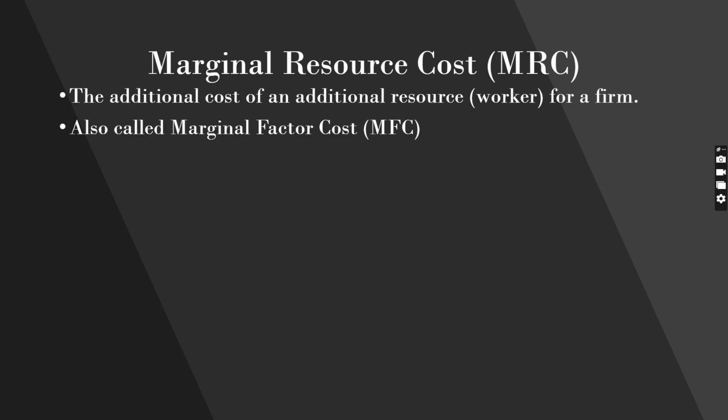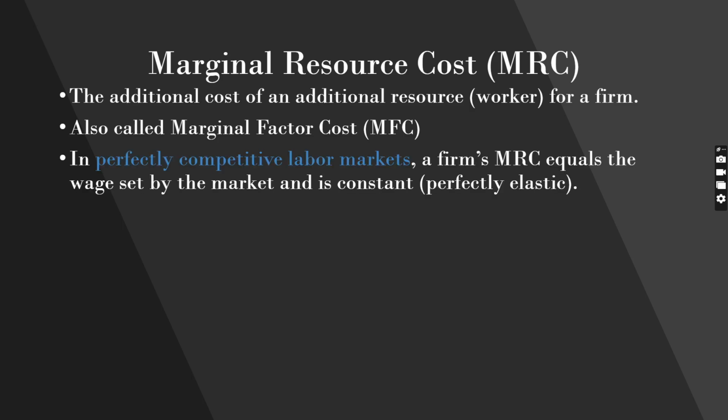If we even go back to marginal revenue product, a lot of people look at MRP and they say, oh, marginal resource product. That's not actually the acronym, right? Don't get the R confused. For MRC, it is marginal resource cost. For MRP, it is marginal revenue product. That's very important that you keep those in mind. But AP will use MFC, or marginal factor cost, sometimes. So you need to know both.